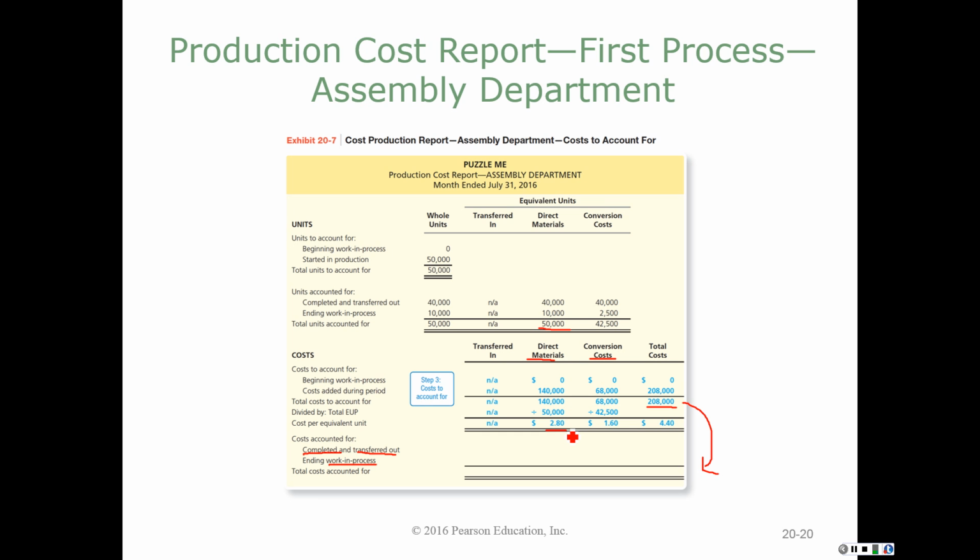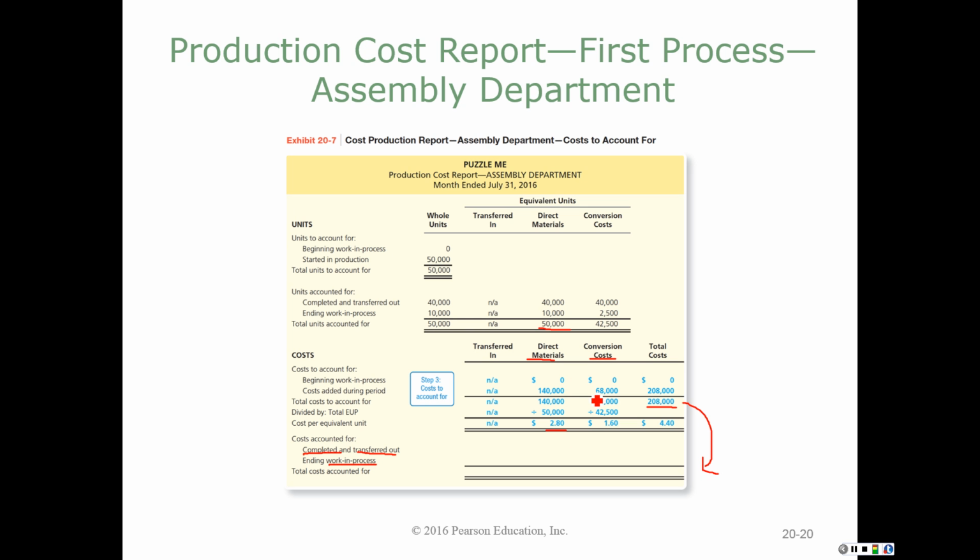Okay, so now I've determined the cost per unit for materials by determining the equivalent units, by determining the total cost. Now I have my cost per unit. Let's do the same thing for conversion cost.